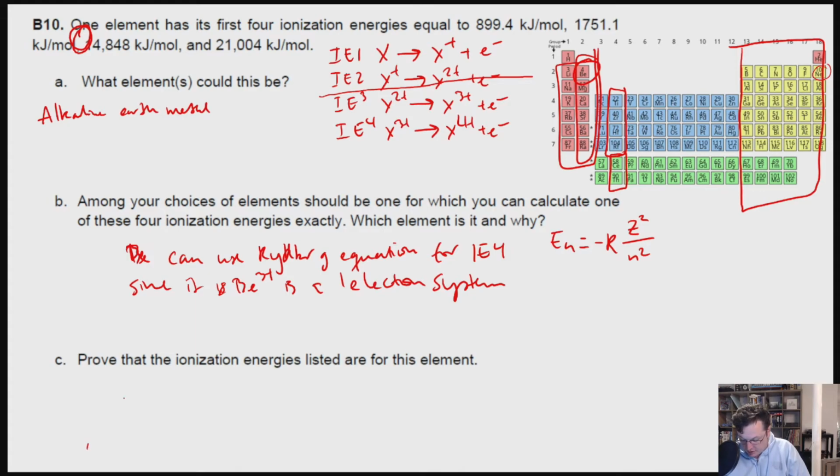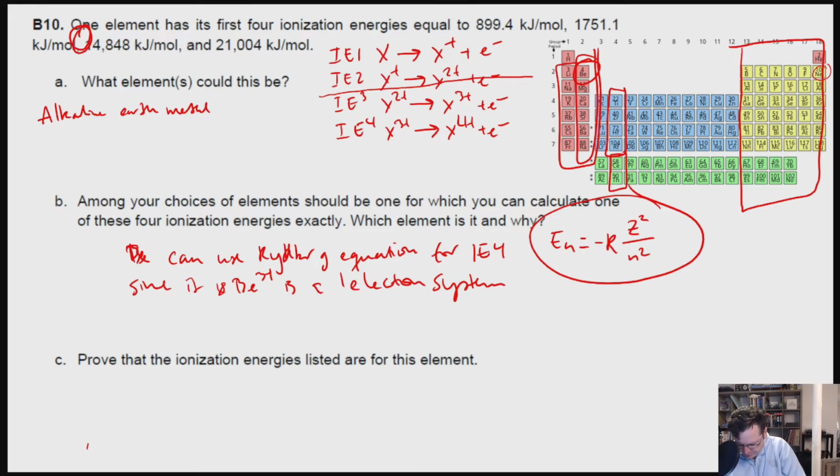So the last part, C: prove that the ionization energies listed are for this element. The way we can prove that is to use the Rydberg equation to calculate the energy level, and then compare that to the ionization energy in our case.